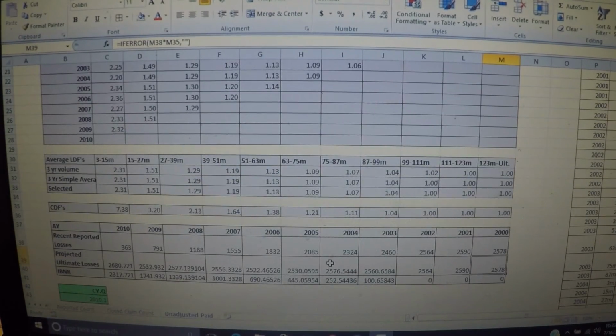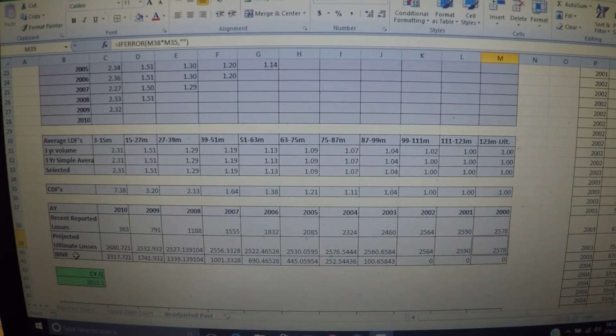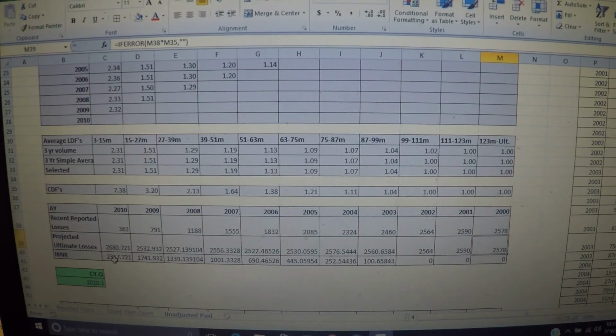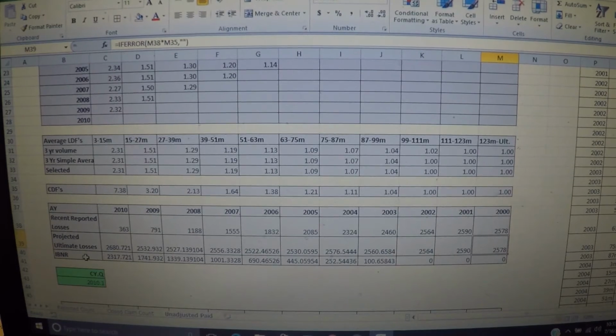The last thing I wanted to share, so that gives us a way to get the projected ultimate losses. And actually I have one more row. What's the IBNR? Incurred but not reported. What are incurred losses? The incurred loss for the insurance company in this case is just the amount they have to pay out. Those are the incurred losses.